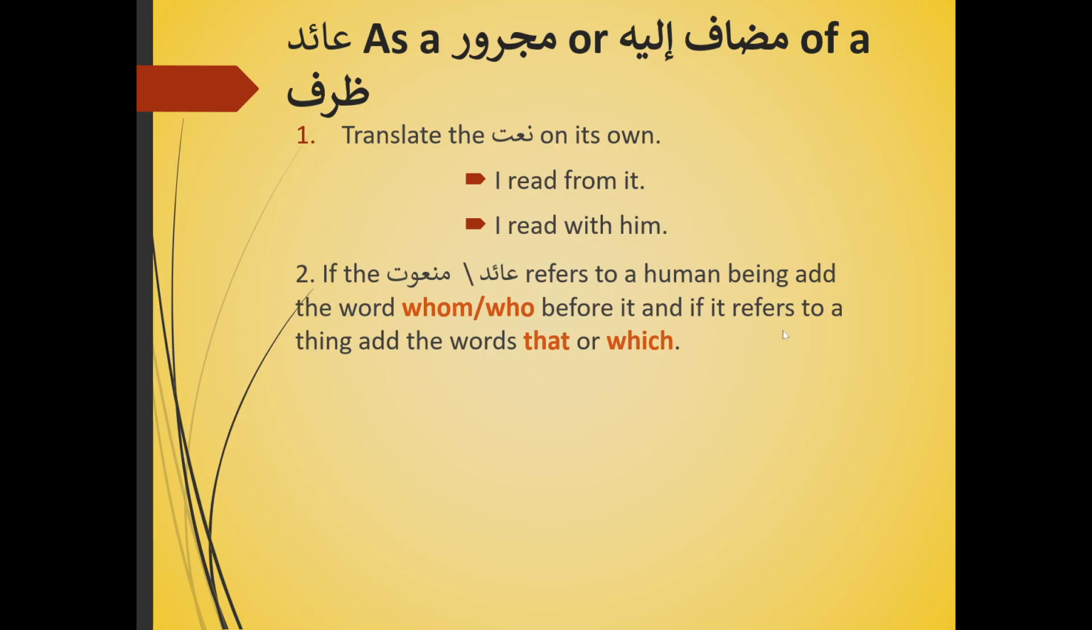So then we said we would add whom if it's human, and that or which if it's not. So which: I read from it, because we're thinking of the book. And whom: I read with him, because we're looking at whom we're reading it with.